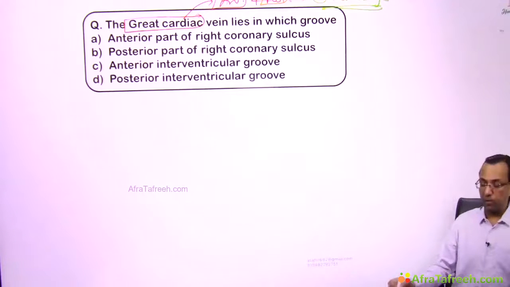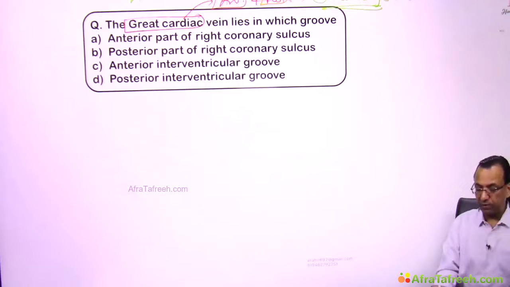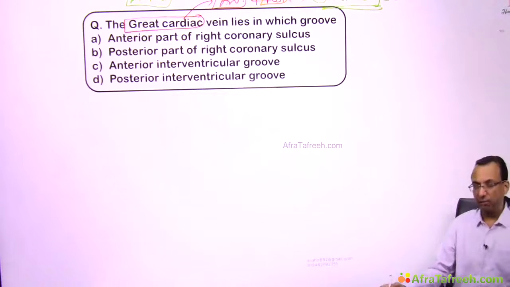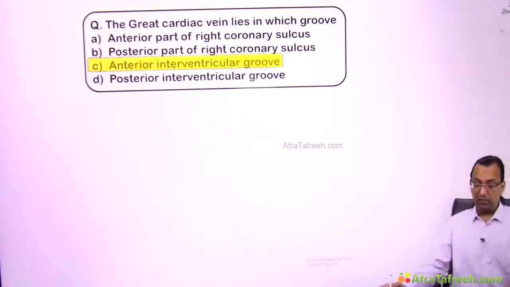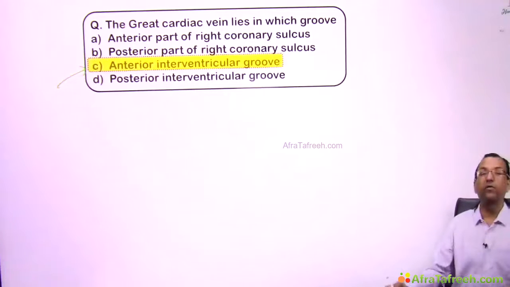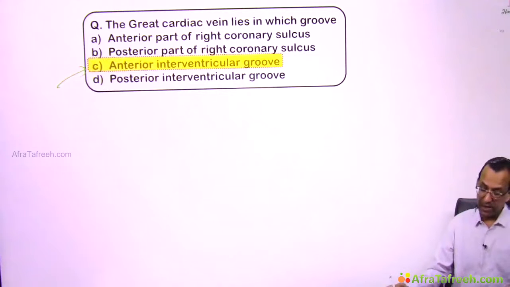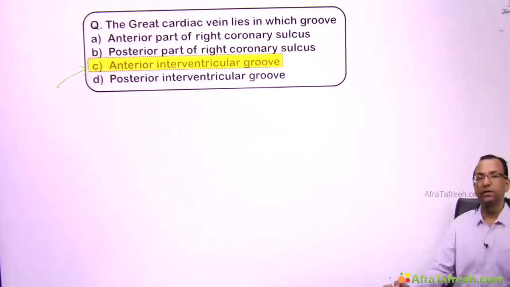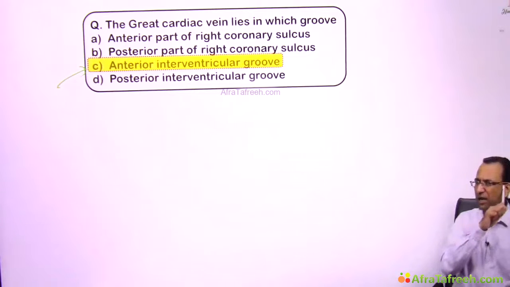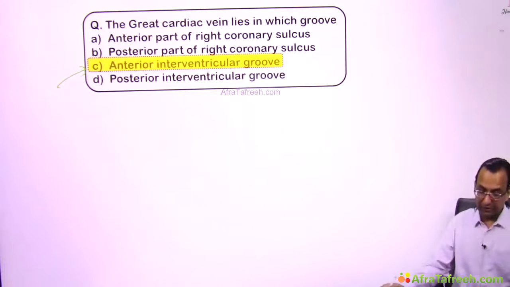Are you talking about the anterior interventricular groove with the anterior interventricular artery? Yes, that's the point here. It was in the anterior interventricular groove along with the anterior interventricular artery. And then where will it go? Then it will go towards the left coronary sulcus and go behind the heart to drain into the coronary sinus. So that is first running in the AIVG.